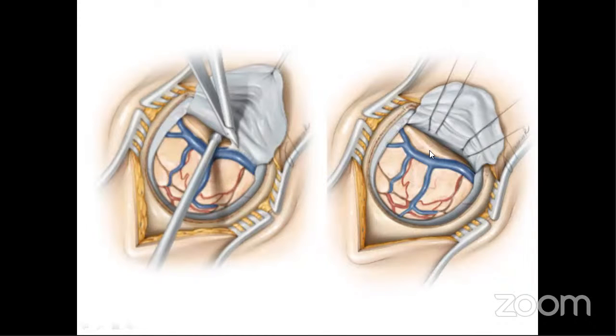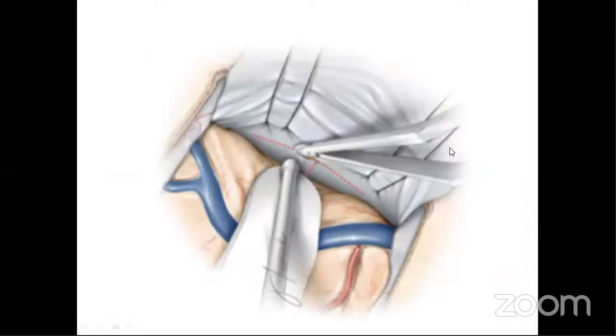So once you have done this, you retract the dura by using the stay suture, and then you will be seeing this view. If your pathology is here in the paramedian region, you can start your dissection directly from here. Or if it is here in the interhemispheric or falcine or subfalcine region, you slightly retract the medial part of the parietal lobe and you start dissecting your lesions here.